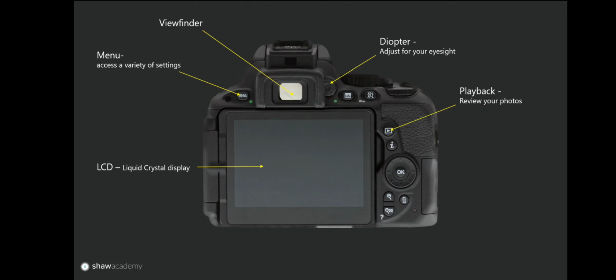Our playback, so you can review your photographs, you can have a look at the shots you've taken. Information, so info. So when you're in the playback option, if you click the info, it'll give you things like the histogram. It'll give you the settings that were used to capture the photograph. So lots of important information there. We have our adjustment dial, so we can navigate the menus using the adjustment dial, or we can also change camera settings using this dial as well.